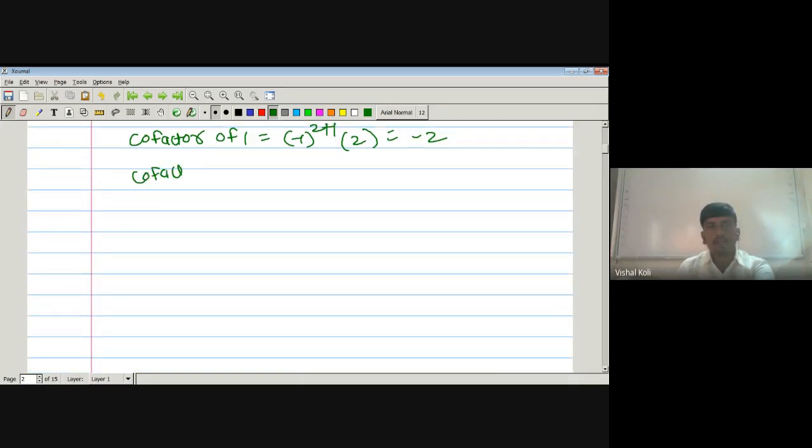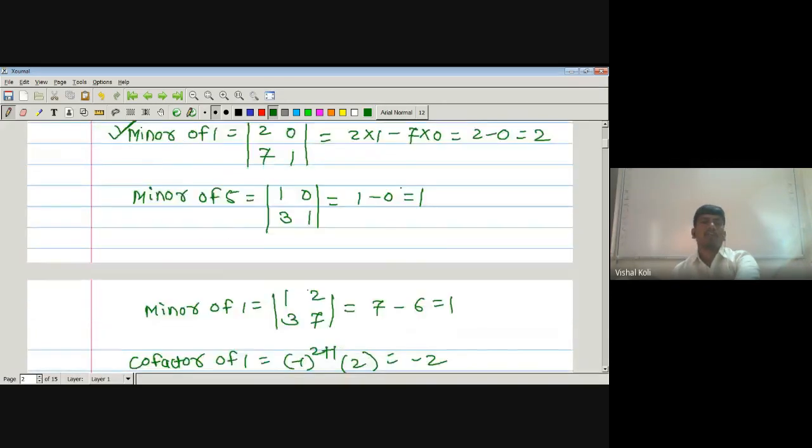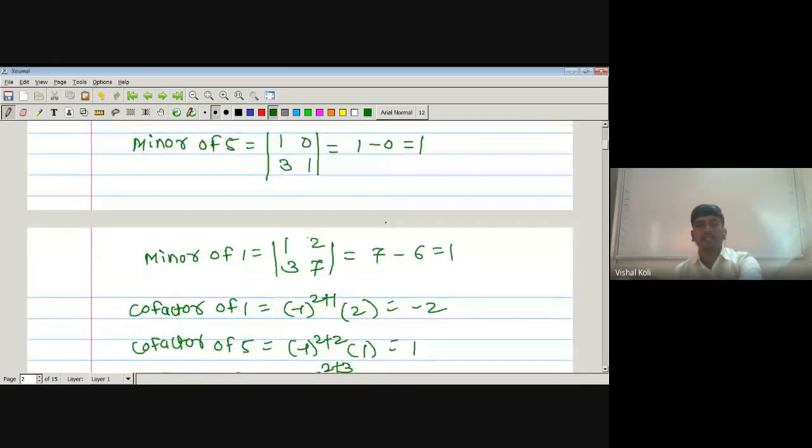Second, cofactor of the element 5, which is present in second row and second column, and its minor will be 1, which is equal to minus 1 to the power 2 plus 2, which is 4, which is again positive, so it is 1. Now cofactor of the last element 1, which is present in second row and third column, is minus 1 to the power 2 plus 3, that is 5, into its minor 1, which is minus 1. So in this way we can find the cofactors and the minors corresponding to any determinant.